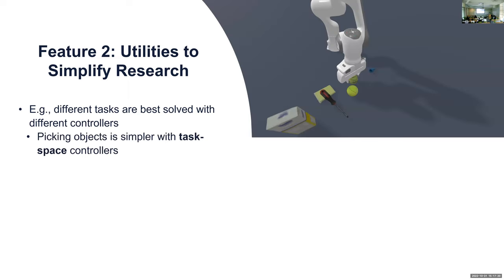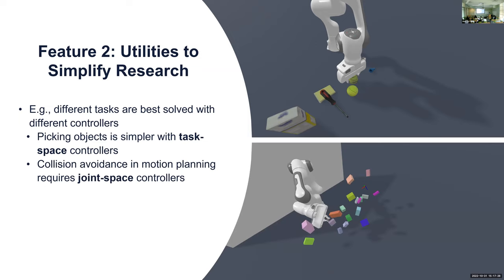For example, we observe that different tasks could be better solved with different kinds of controllers. In interaction learning problems, there's one question called the choice or design of the action space. For example, if we're talking about picking up objects, a good action space would be the end effector position and pose. Whereas if you're considering collision when you are trying to move the arm in space, then you have to control the angles of every joint. In that case, the joint space action space controller is necessary.